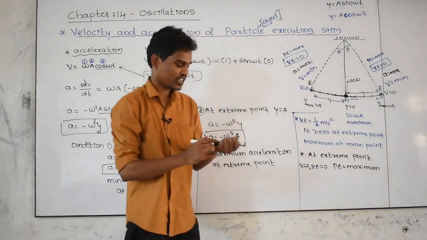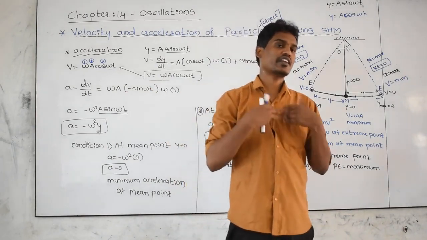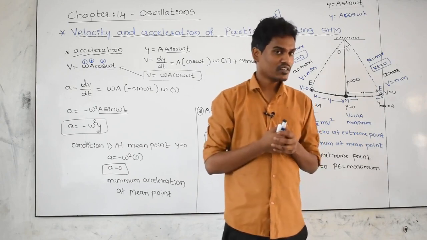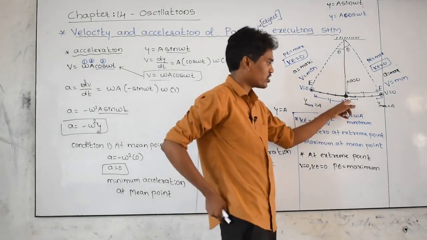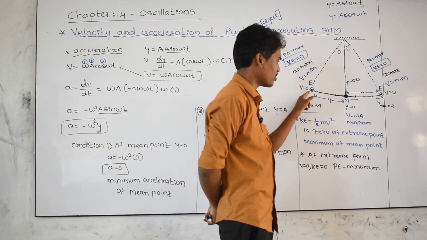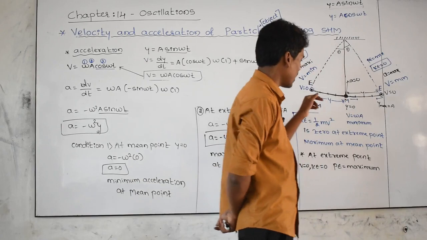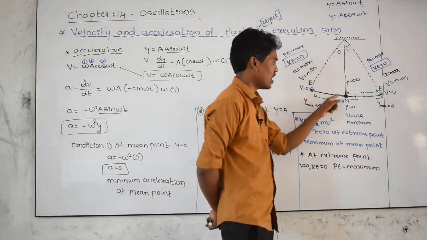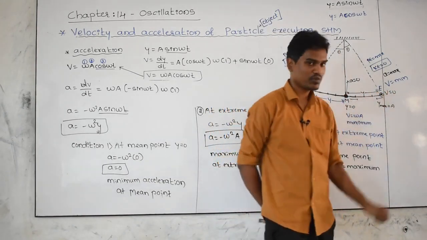There are three conditions. At mean point velocity is maximum, therefore kinetic energy is maximum. And at mean point acceleration is 0. Getting? At this point velocity maximum, therefore kinetic energy is maximum. At this point velocity is 0, that's why kinetic energy is 0, and here kinetic energy is 0. At this point kinetic energy is 0 but potential energy is maximum. At this point potential energy is 0. At this point potential energy is maximum.